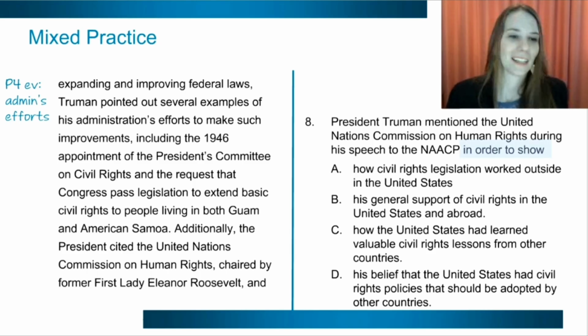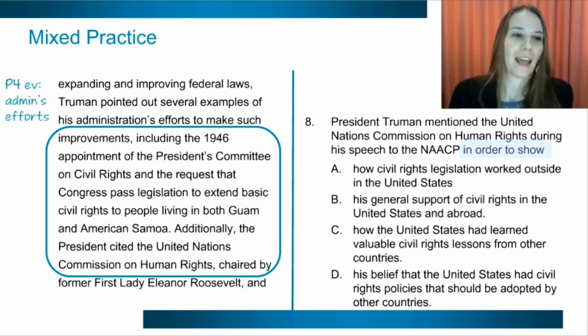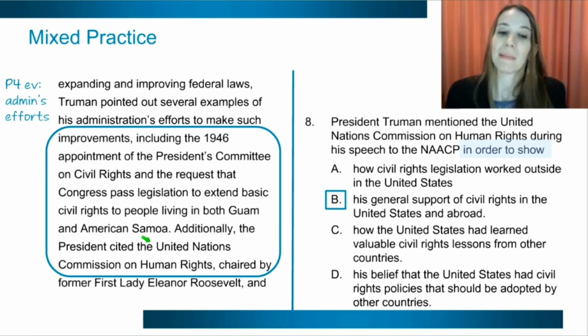If we go back to the context of where this has been cited, this is in the paragraph describing the administration's efforts to bring the nation together. And the author points out several examples being evidence of the administration's efforts to make improvements, including, there it is, the United Nations Commission on Human Rights. So this is evidence to support Truman's claim that he supports civil rights for the United States, both internally as well as abroad.